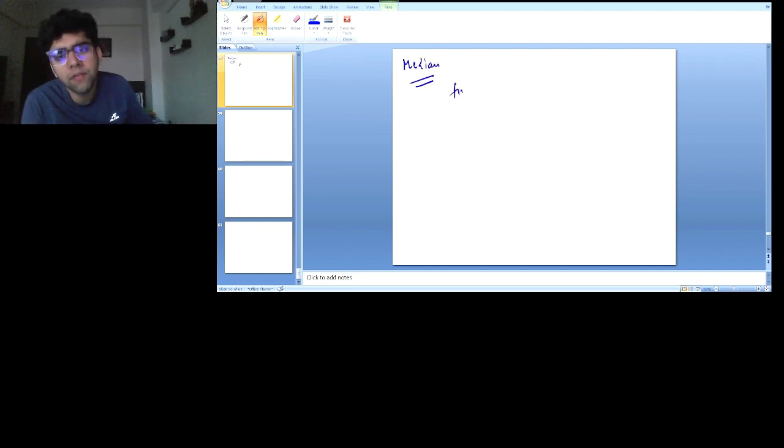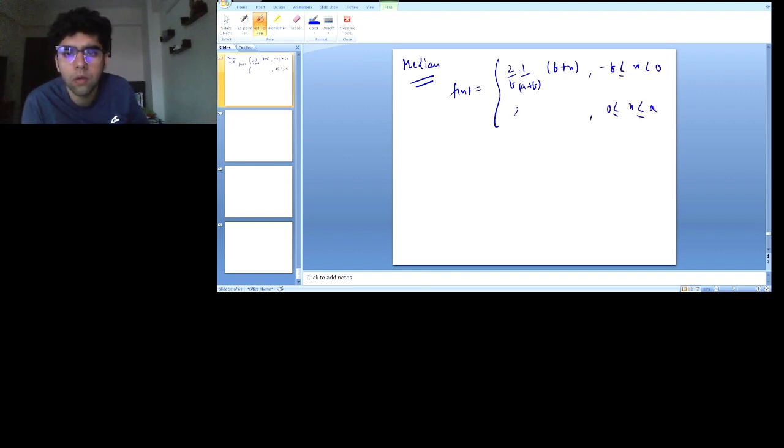So the PDF that was given to us, I'm just writing the PDF again, is 2 upon b times 1 upon (a plus b) times (b plus x). So my limits are from minus b to 0, and from 0 to a, with 2 upon a in the second piece. So these are my domains and two different PDFs on the respective domains.